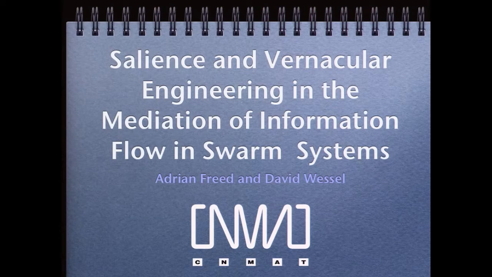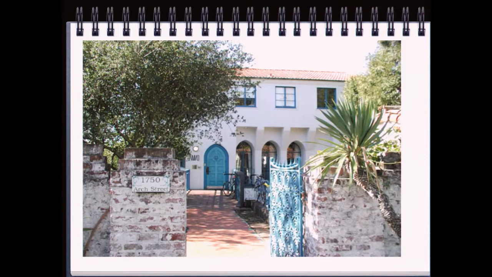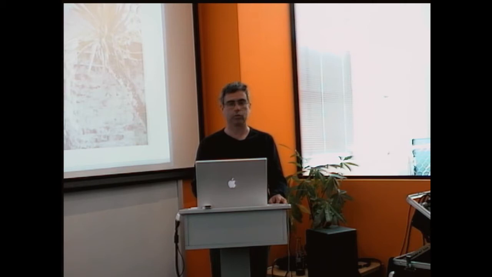So CNMAT is activity all over the place, but especially in this building at 1750 Arch Street, just north of the campus. We do a lot of concerts there, once or twice on average a week, I'd say. There are some excellent talks going on next week, for example, in the research area. So if you're curious about what I'm talking about, you can get on our mailing list.